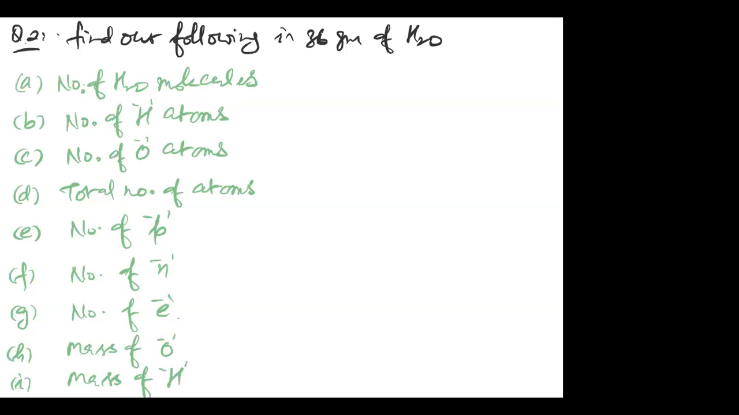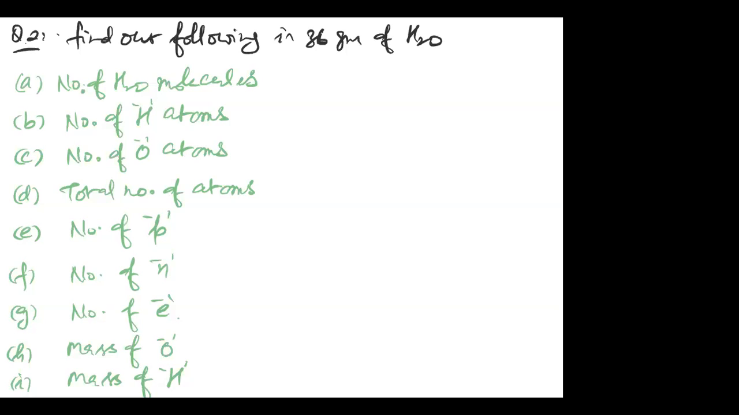You have to find out the number of water molecules, the number of hydrogen atoms, the number of oxygen atoms, and the total number of atoms. You can find out the number of protons, neutrons, and electrons. You can find out the mass of oxygen and the mass of hydrogen out of 36 gram of water. So you have to use the few points which we have just noted down, related to 0.1, 0.2 up to 0.5.